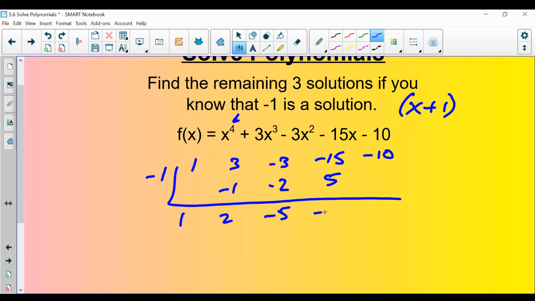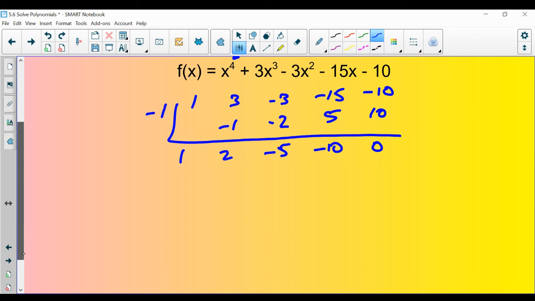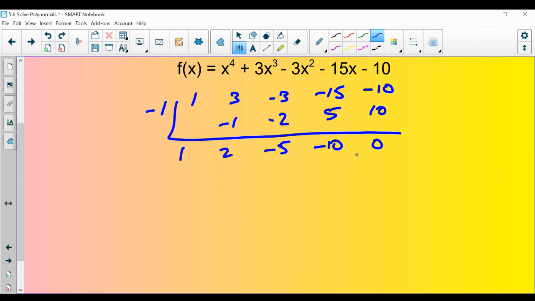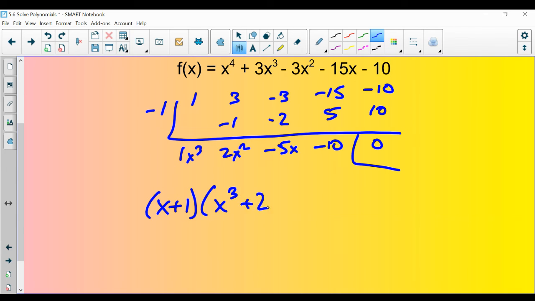Going through the synthetic division process here. What we are left with is this one. 0 tells us that -1 is a solution, or that x plus 1 is a factor, because our remainder was 0. This one gets no x, that one gets an x squared, and x to the third. So x plus 1 is a factor, we knew that. And then the rest is going to be x to the third plus 2x squared minus 5x minus 10.